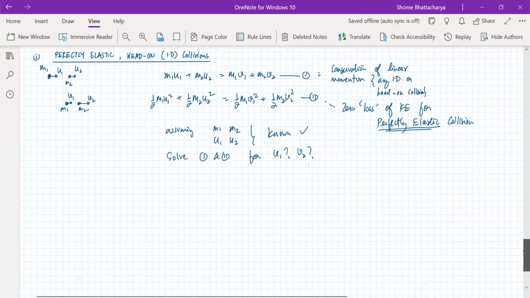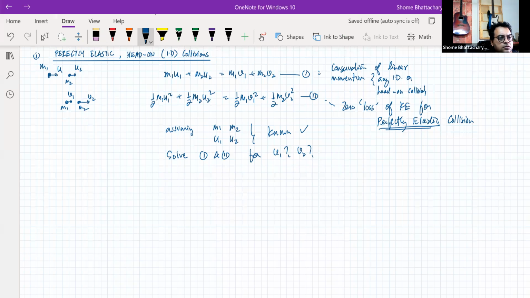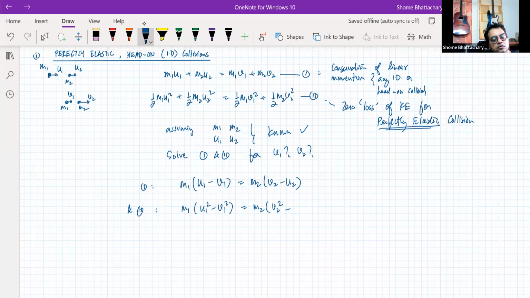Let us look at solving these two equations now. As I said, we'll use a bit of a trick. Equation 1 we modify slightly by keeping the terms of m1 on one side, so it becomes m1 into u1 minus v1, and the terms of m2 on the other side, so it becomes v2 minus u2. Similarly, equation 2 we modify by keeping the terms of m1 on one side; the half obviously cancels out universally. And we keep the terms of m2 on the other side. So we get this.